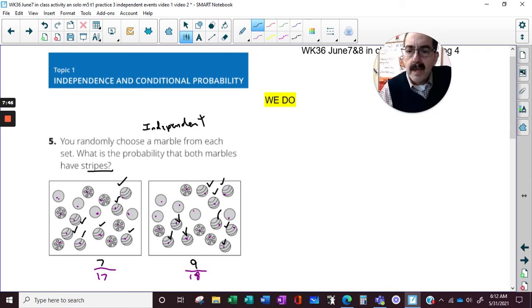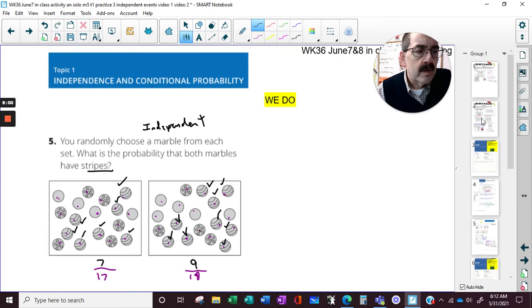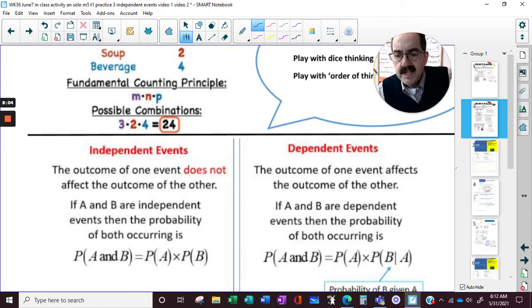Okay, now, randomly choose. What is the probability of getting both? Let's do some formal math here. If we look at our cheat sheet, for independent events, the probability of A and B happening is the probability of A times the probability of B.